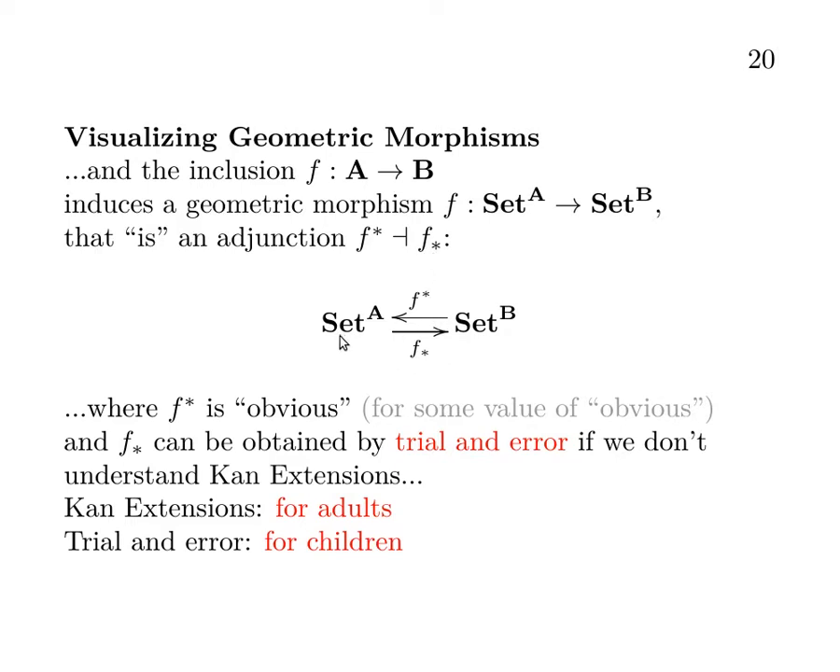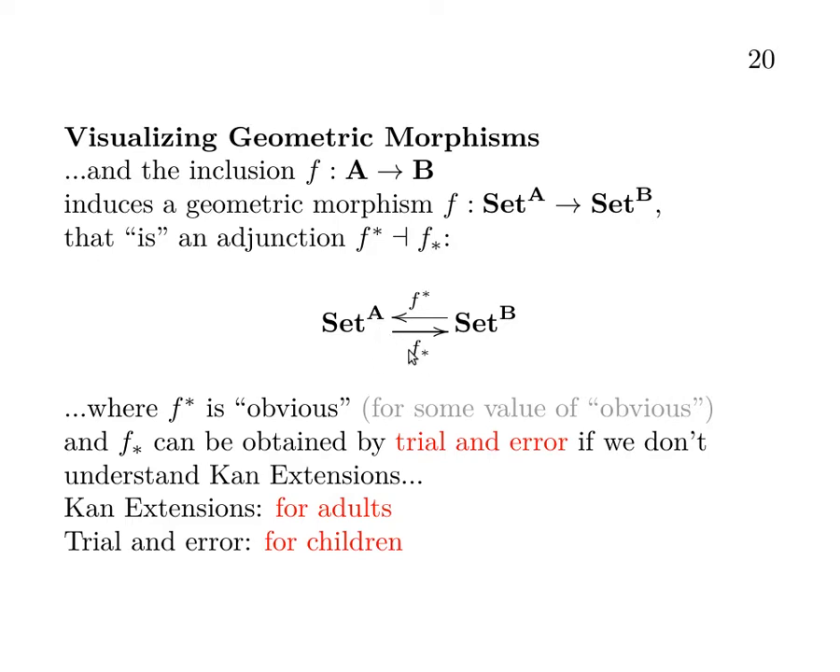The category Set^A is here at the left, the category Set^B is at the right, and the functor f with the star above moves to the left, and the functor f with the star below moves to the right. And it turns out that the functor that goes to the left, f with the star above, is obvious in the sense that it is very easy to construct, it's very easy to define. And the functor f with the star below, it's a bit harder.